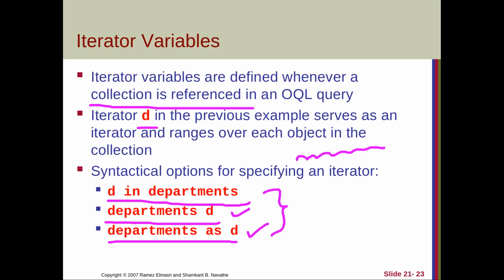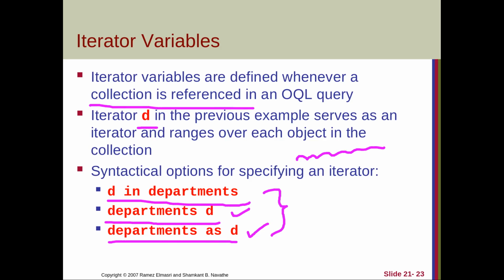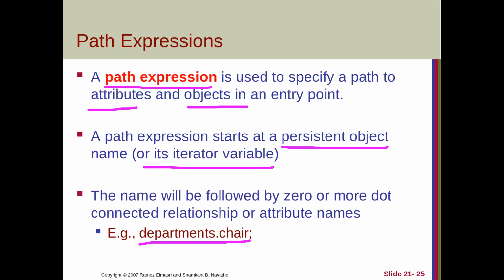Similarly, in the previous example, departments dot HOD, departments dot faculty. So we are reaching a particular attribute that belongs to the extent name, where we have a set of objects belonging to this extent type departments, maybe department 1 chair, department 2 chair. So we can write the OQL in a path expression format also.